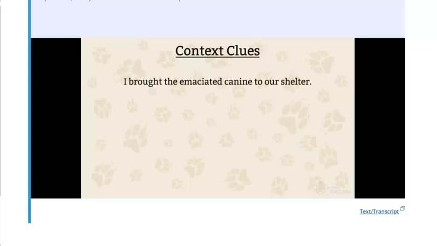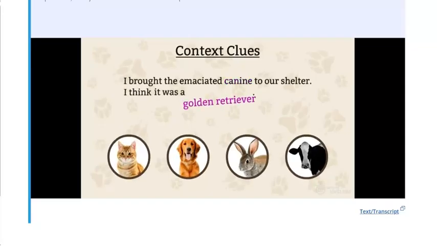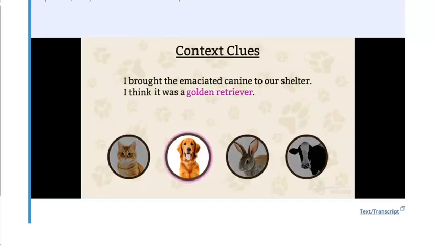Jack can add context to his sentence. Context clues are words or phrases that help define another word. Jen might be confused by canine. An example would help. With the additional context, Jen can tell that canine means dog.